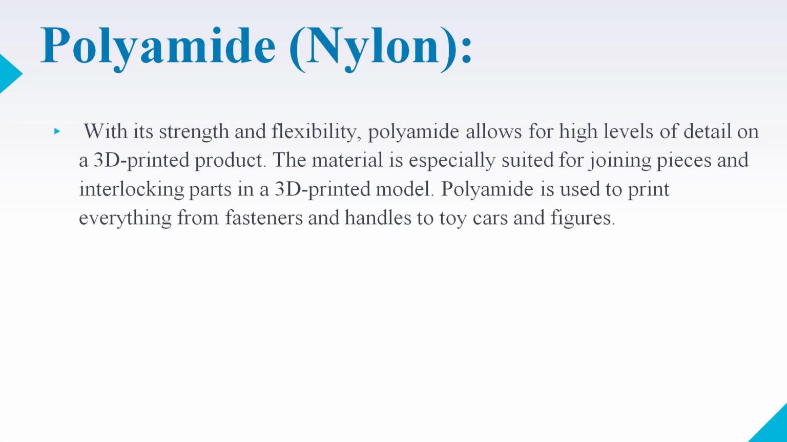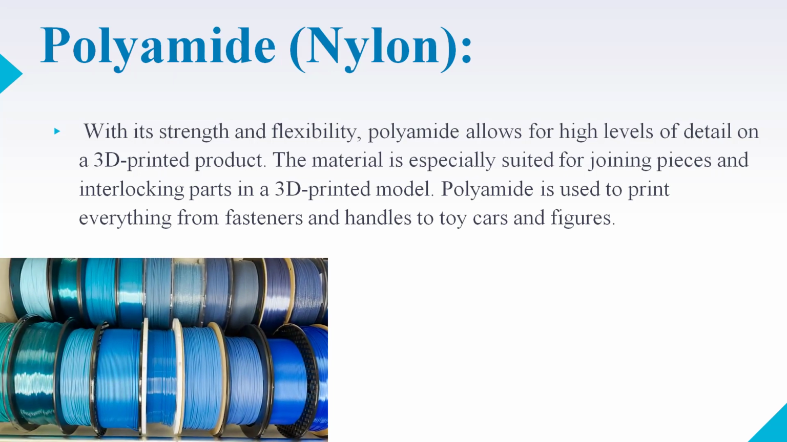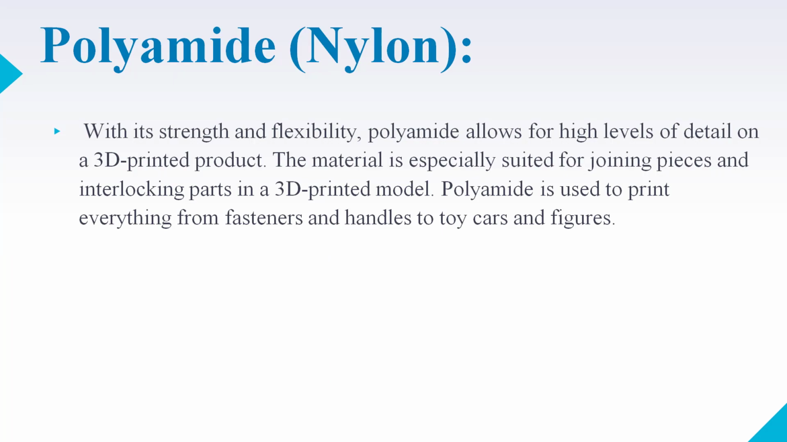Now the next is nylon. We also call it polyamide. With its strength and flexibility, polyamide allows for high levels of detail on 3D printed products. This material is specifically suited for joining pieces and interlocking parts in 3D printed models. Polyamide is used to print everything from fasteners to handles to toy cars and figures because it has good strength and flexibility. So we are using nylon as a filament as well.